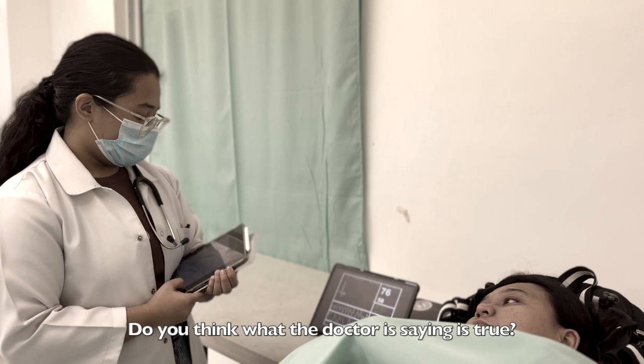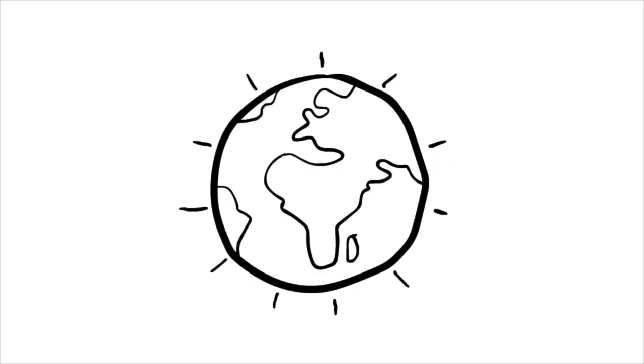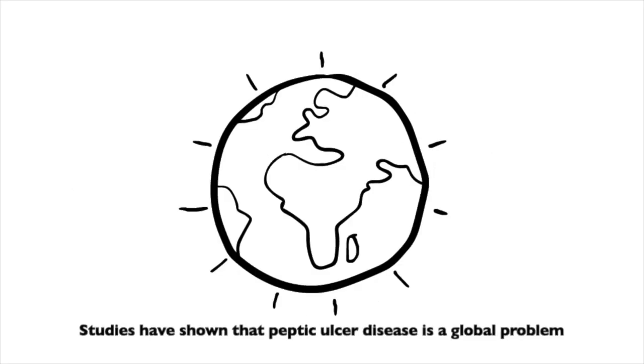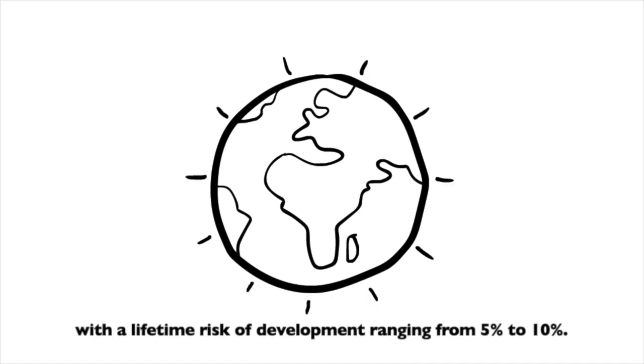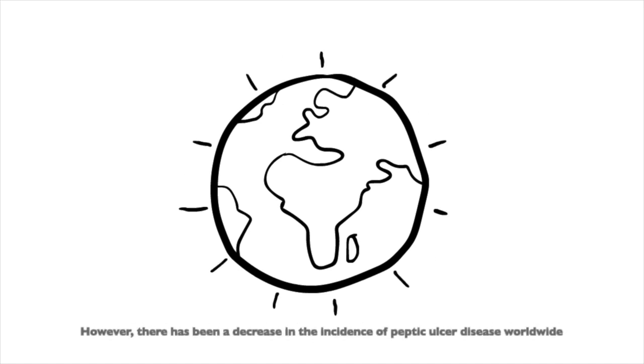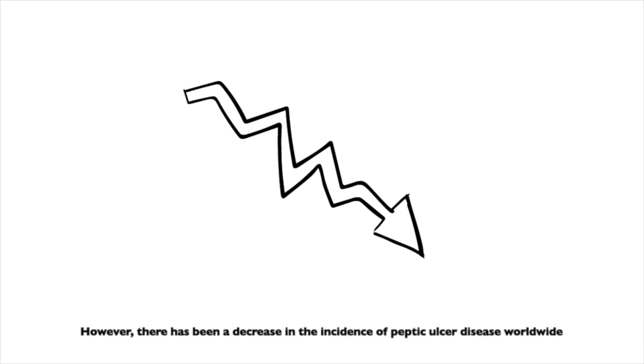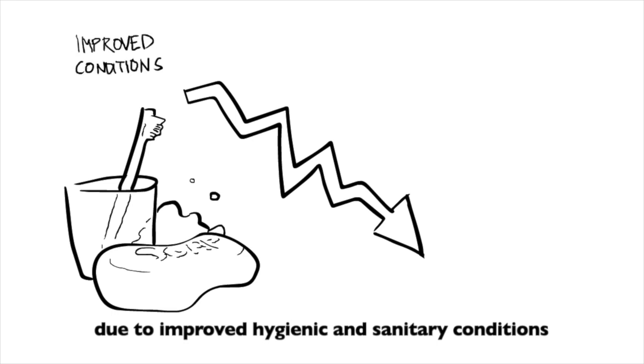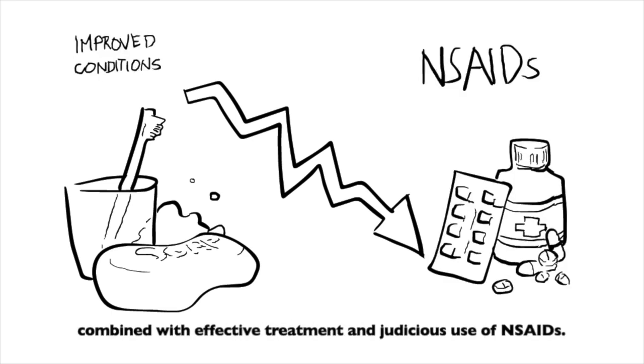Do you think what the doctor is saying is true? Let's find out based on numbers. Epidemiology. Studies have shown that peptic ulcer disease is a global problem, with a lifetime risk of development ranging from 5% to 10%. However, there has been a decrease in the incidence of peptic ulcer disease worldwide due to improved hygienic and sanitary conditions combined with effective treatment and judicious use of NSAIDs.